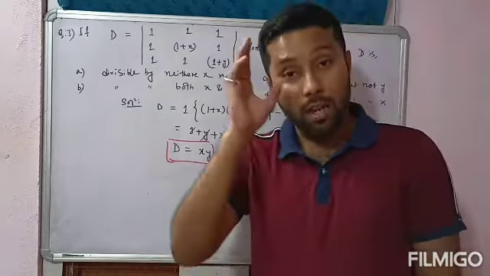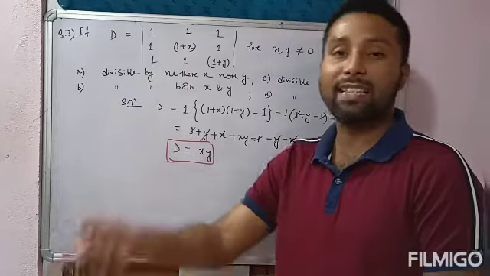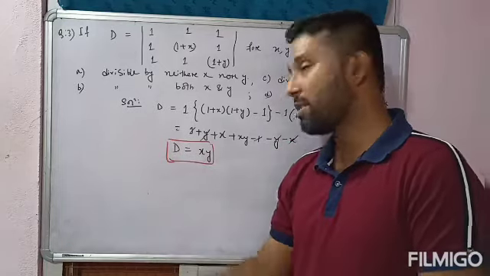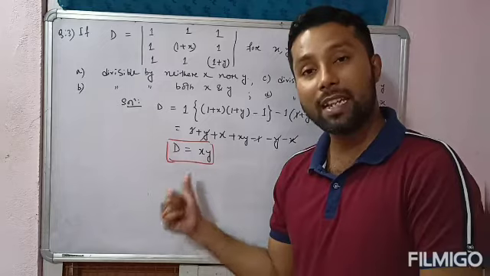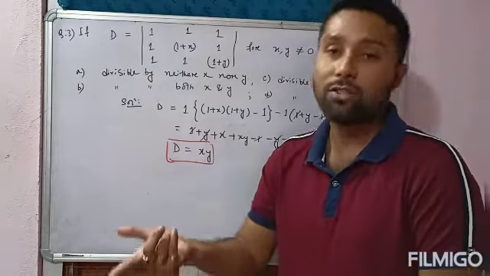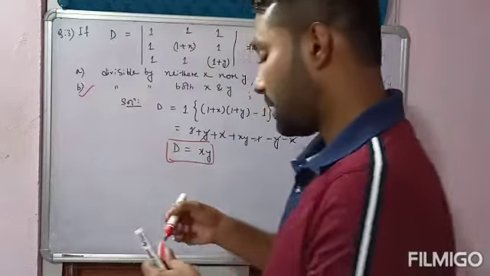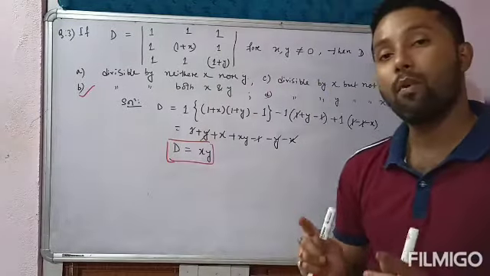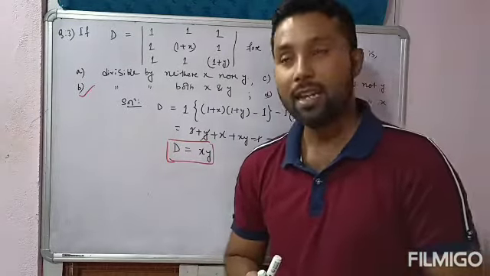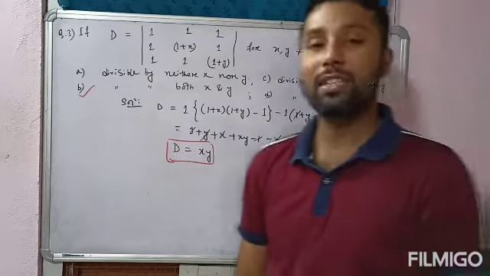Since the expression contains both x and y terms, we can say that it is always divisible by both x and y. So which option is the correct answer? The second option is the correct answer. Okay, so it is divisible by both x and y. Okay, so like this, some more questions I will discuss now.